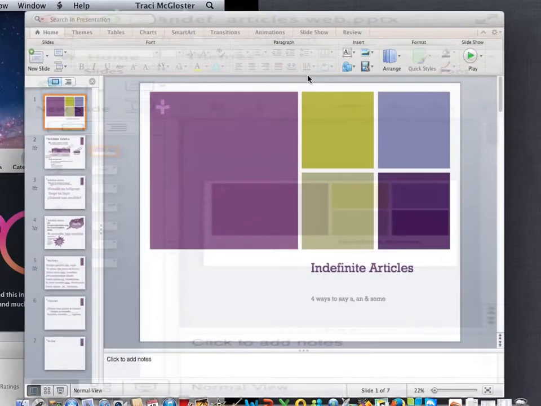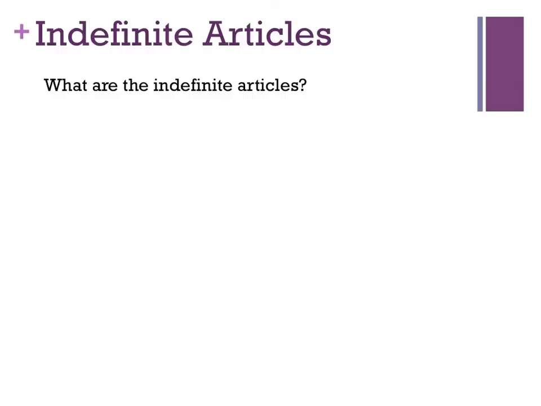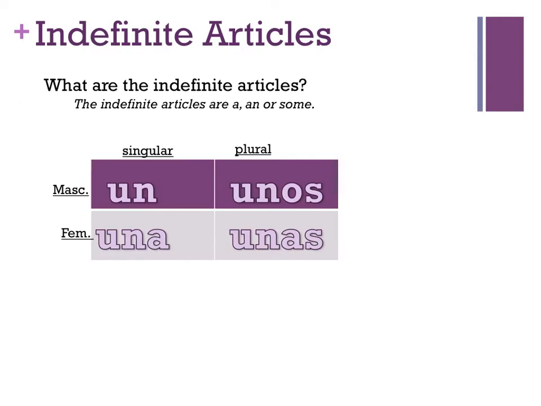All right, let's start with your homework tonight. Indefinite articles. What are the indefinite articles? The indefinite articles mean a, an, or some. Okay? We have singular, plural, masculine, and feminine, just like we had with the definite articles. Un and una, unos and unas.